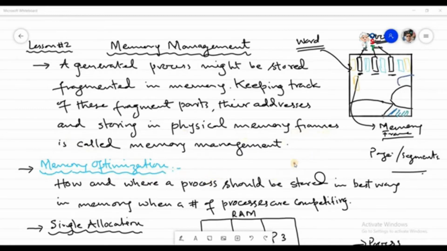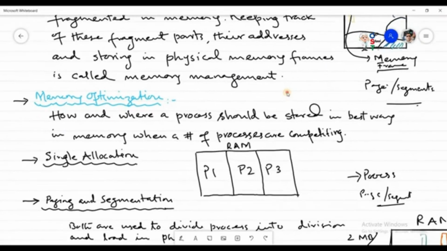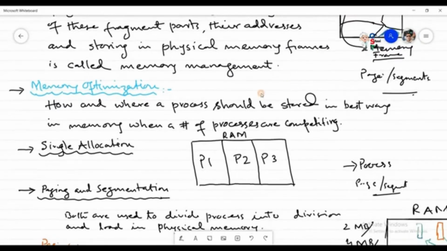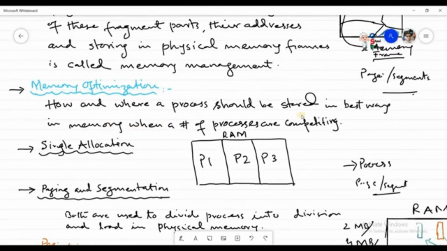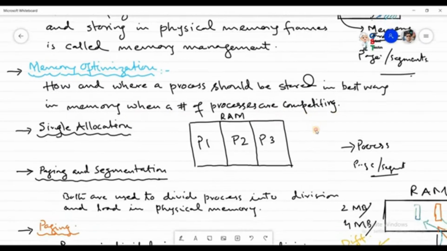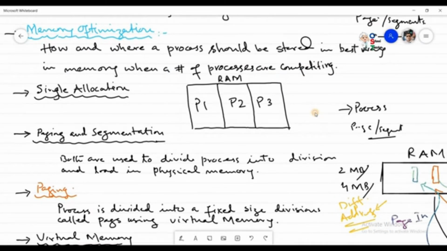Then we also saw what memory optimization is: how and where a process should be stored in the best way in memory when a number of processes are competing with each other. Then we saw that when a process is generated, it is not stored in a contiguous way, rather it is stored in a fragmented way. So single allocation in memory is not possible, right?